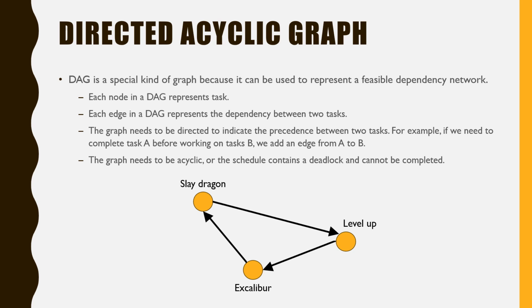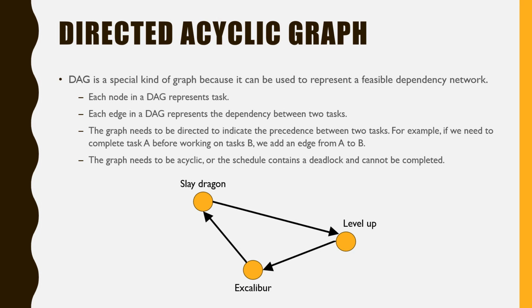For example, consider the directed graph shown here. It contains 3 tasks to complete: slay the dragon, level up, and acquire the sacred sword. The dependencies indicate that you must acquire the sacred sword before slaying the dragon. You must slay the dragon so that you can level up. And you must level up to have enough power to acquire the sacred sword. This forms a cycle, creating a deadlock where no task can be completed.